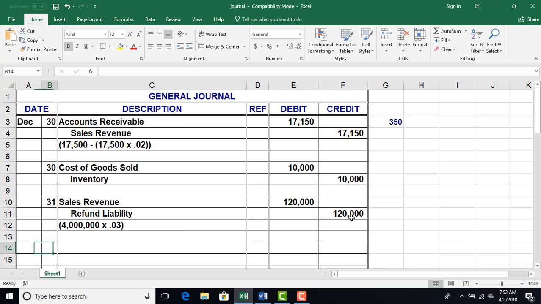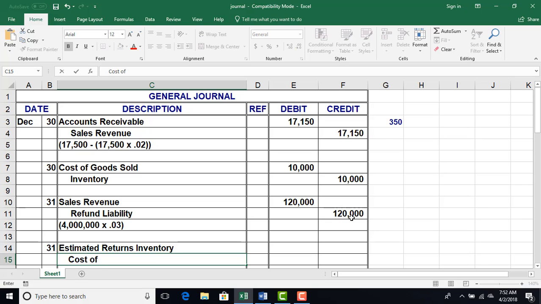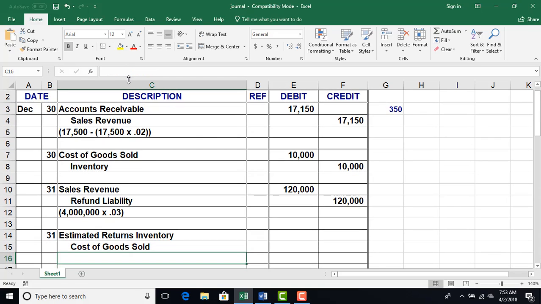But remember, I have to record that second entry here as well, because I have to record the reduction in cost of goods sold and set up that allowance account for the inventory that I'm going to get back. So I create this new asset account called estimated returns inventory. Estimated returns inventory is debited, and cost of goods sold is credited to reduce. Remember, crediting an expense account brings it down, so I've reduced this expense account by crediting it. So a debit to estimated returns inventory and a credit to cost of goods sold.